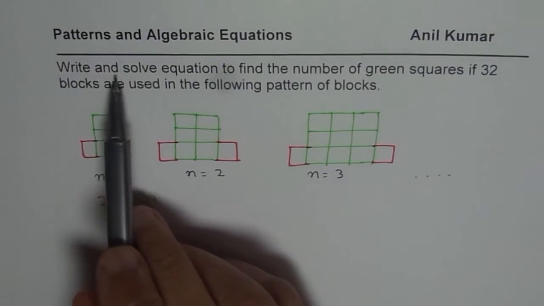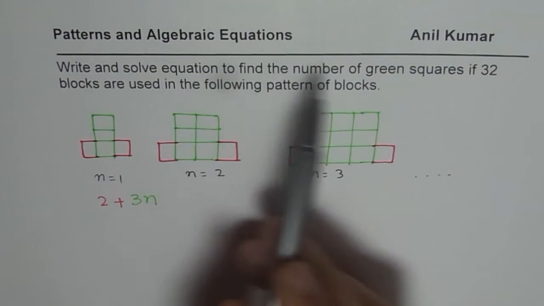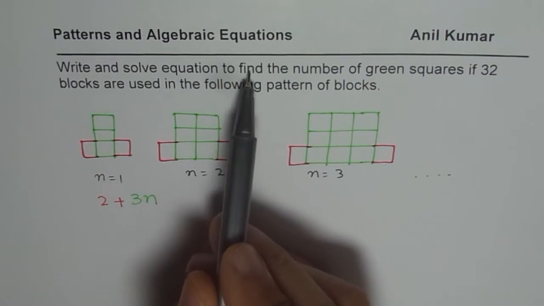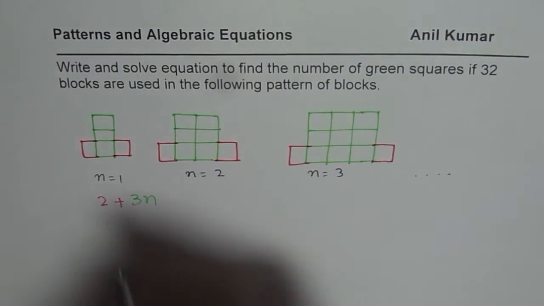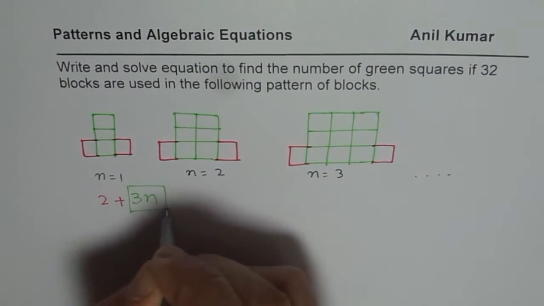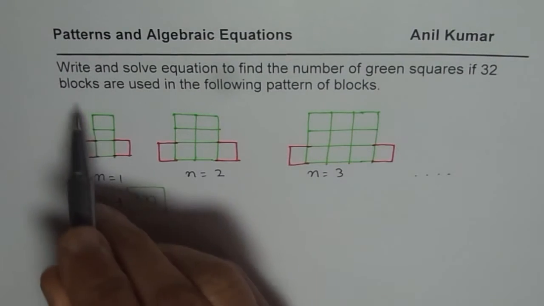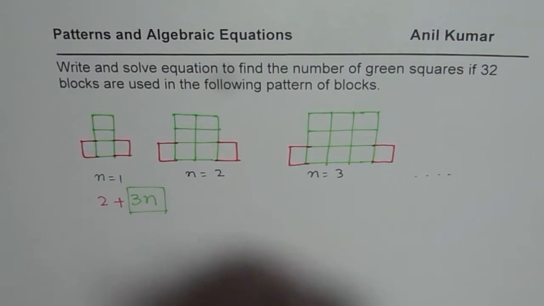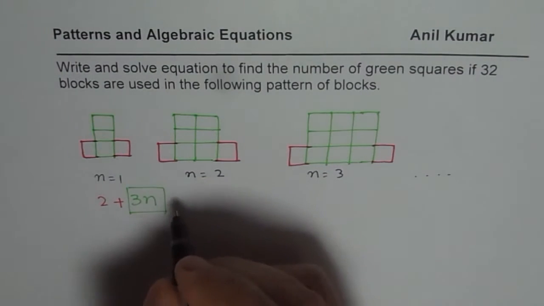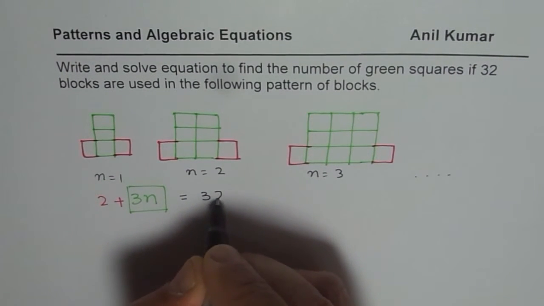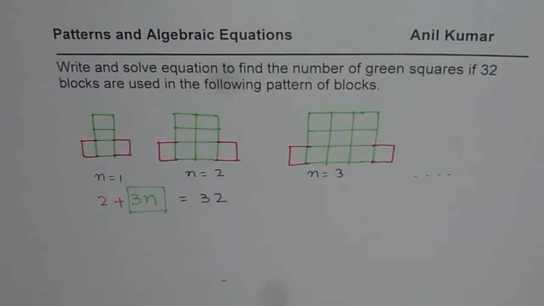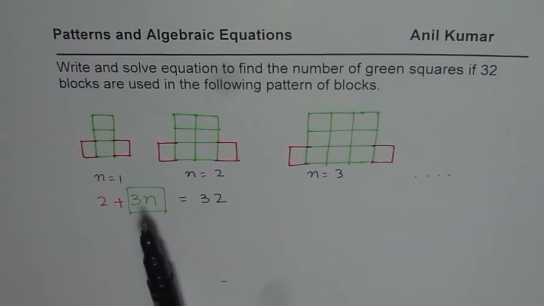So we have an expression here. We need to write and solve an equation. Now for what? Let's go further. Write and solve an equation to find the number of green squares if 32 blocks are used in the following pattern. If this is all equal to 32, you need to find how many are green. That is what you need to find. So you get an equation, which is the green blocks plus 2 red blocks is 32. And now you can solve this equation.